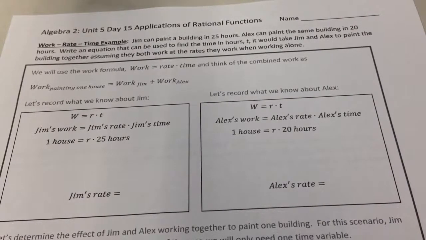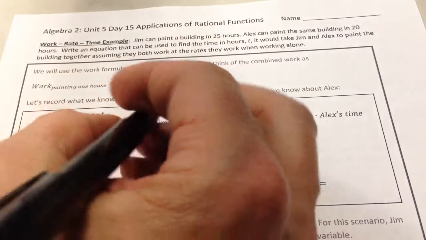All right, so we've got Jim and Alex trying to paint a house or a building, and actually one thing I did, because I want to use units, I don't usually use units, but I want to use units, and I wanted to abbreviate buildings over hours as opposed to house over hours, because it was H over H, it was confusing. And I changed it in some of the worksheet, but not all the others.